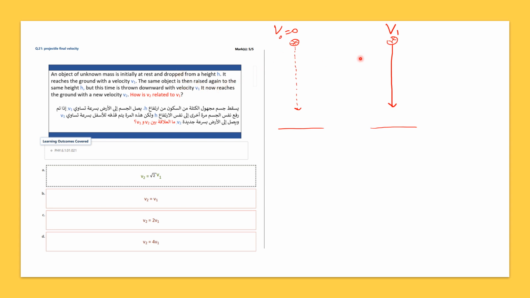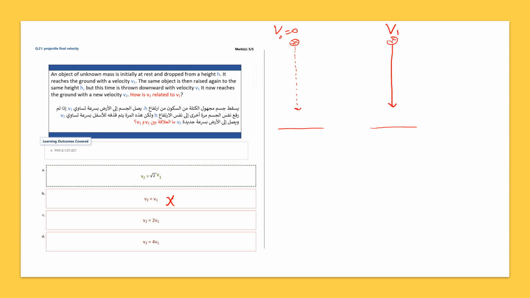In the second scenario, we are throwing the ball downward with an initial velocity. Here, v0 is not equal to 0. And they're asking to compare both velocities when they reach the ground. Of course, v1 will not be equal to v2, because both balls will reach the ground with different velocities. So of course v1 will be different than v2. That's not the correct answer.